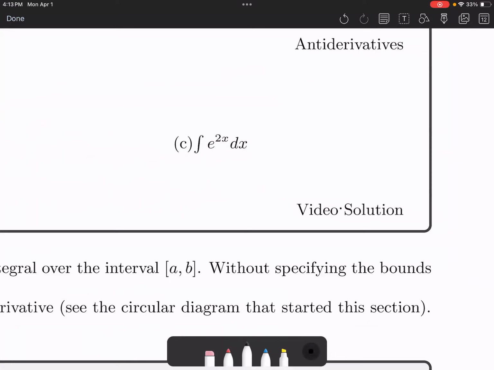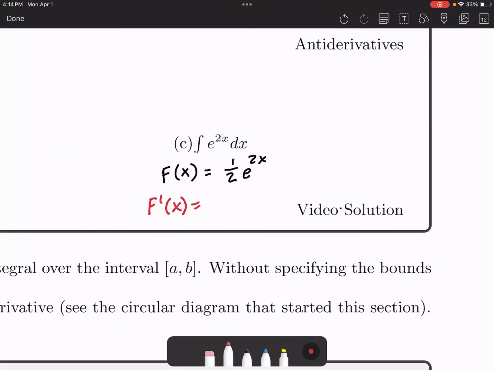All right, now e to the 2x. We know there's an e to the 2x in there, because the derivative of e to the 2x is e to the 2x. But when I differentiate this, by my chain rule, I'll have to multiply by a 2, so I should divide by a 2. Let's double check if we did this right.